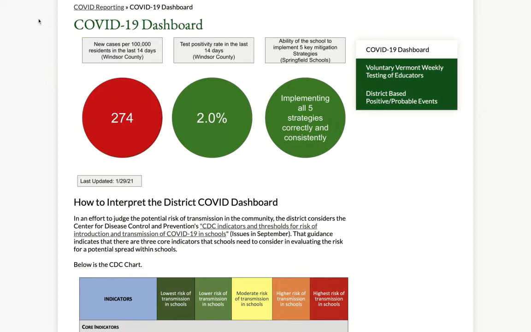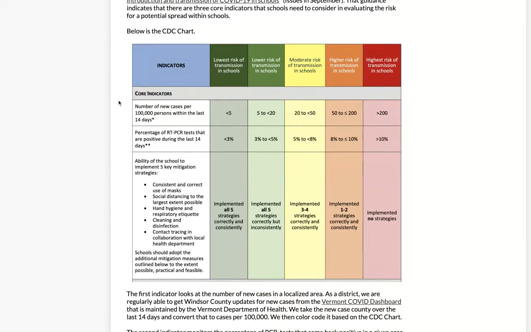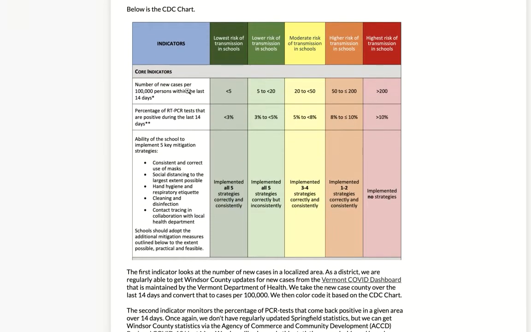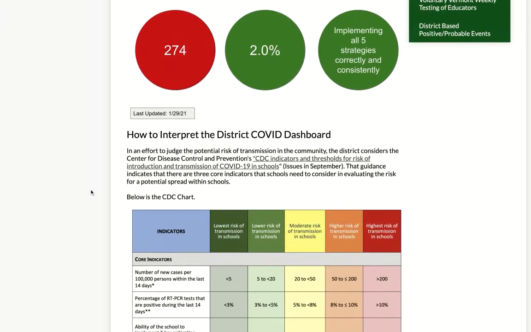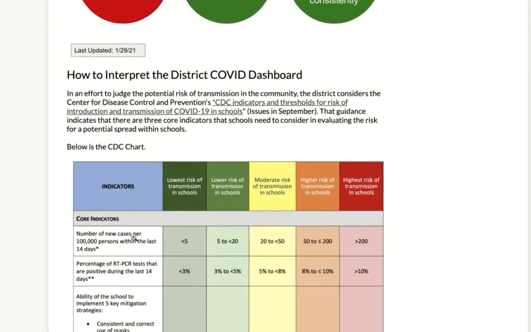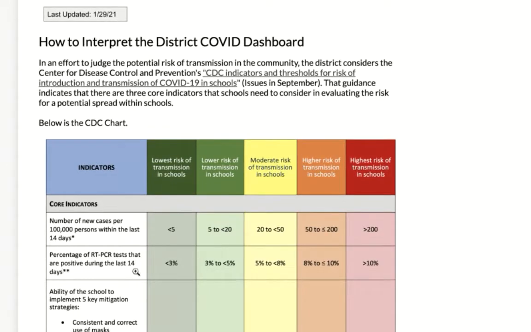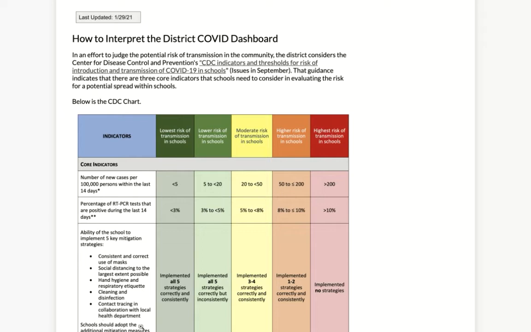So there are three big things. I'm going to scroll past this for a minute to explain what these three big things are, based on information from the Center for Disease Control and Prevention. They talked about three core indicators, and they have this chart that they developed about three core indicators that would be a good way to measure whether or not there is a possibility of transmission in schools. This is back from September, so we haven't had a lot of new information about COVID from then. But here are those three things: cases per 100,000 people within a 14-day period, the number of positive tests during the period, so a positivity rate, and then are schools following their mitigation strategies, including masks, social distancing, hand hygiene, cleaning and disinfecting, and are we cooperating with our health department to do contact tracing?